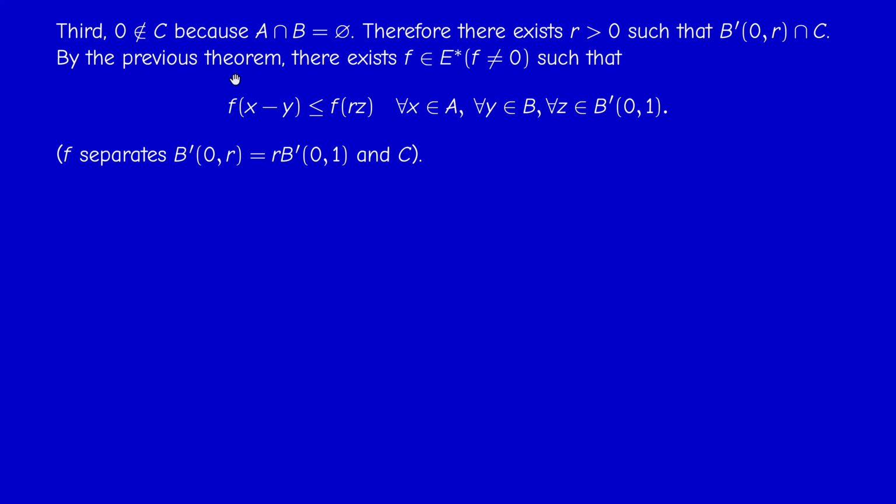Now the order of the inequality is not really important, because I can also write f of rz is less or equal than f of x minus y, because I can replace f by minus f and alpha by minus alpha, because the hyperplane f equal alpha is also the same as the hyperplane minus f equal minus alpha. So the order is not really important here. But you have to be consistent, of course. So we are separating in the large sense this closed ball and C, and both, of course, are convex.